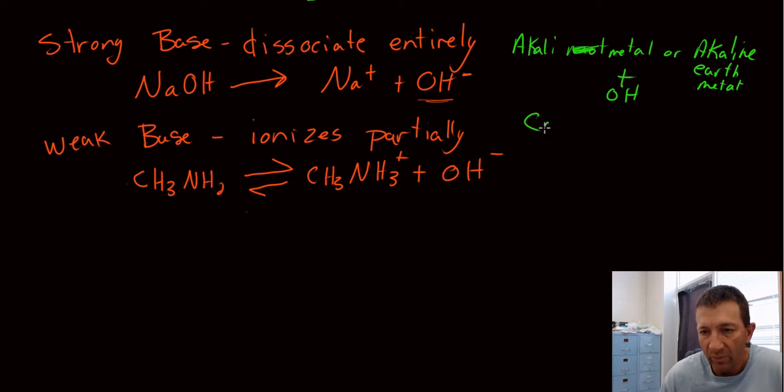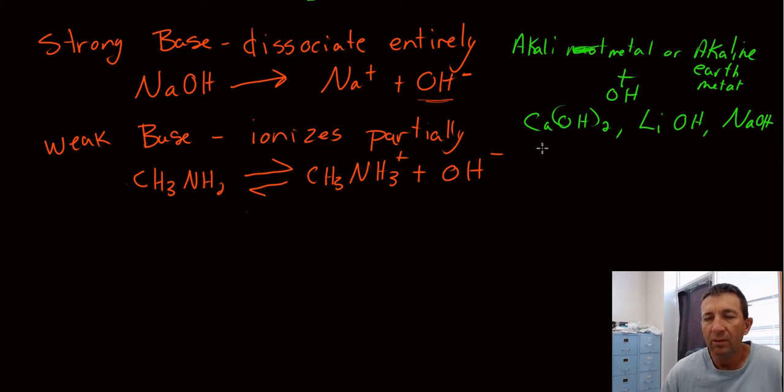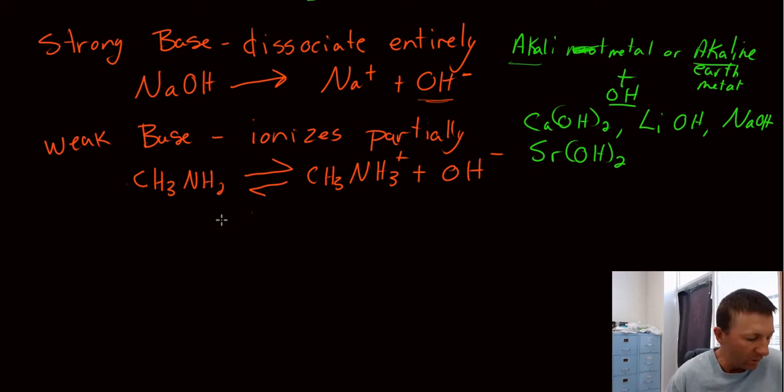For example, calcium hydroxide is a strong base. Lithium hydroxide, sodium hydroxide, strontium hydroxide, all these are going to be strong bases. Anything else, if it's not an alkali metal or an alkaline earth metal plus an OH, then it's going to be a weak base. And that's how you tell the difference between a strong base and a weak base.